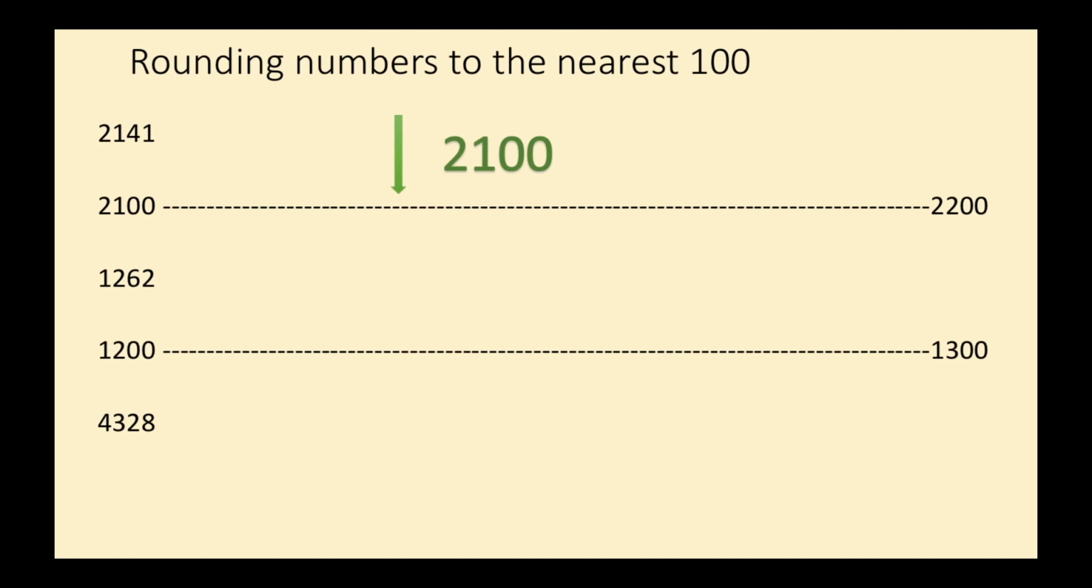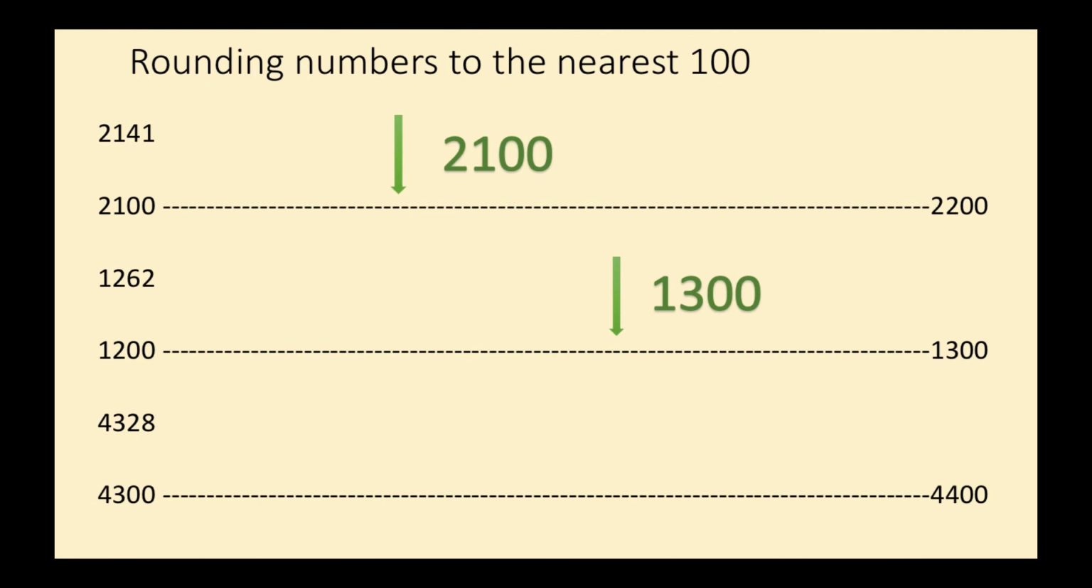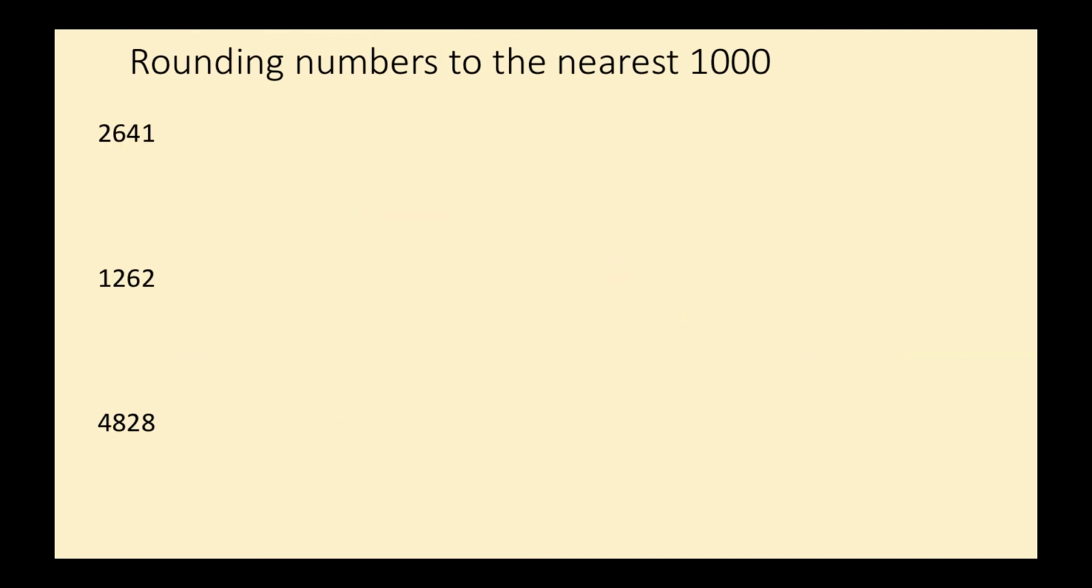1,262 must be between 1,200 and 1,300. 1,262, around about there, it's over 250, so we round it to 1,300. 4,328 is between 4,300 and 4,400. So 328, probably around about there. 4,300 is what we're going to round it down to. So remember the rule. If it's over 50 or over 5, we round up, and if it's 4 or 40 or below, we round down.